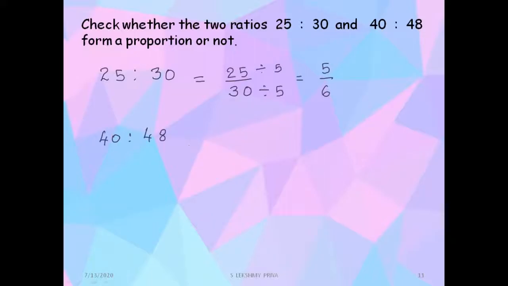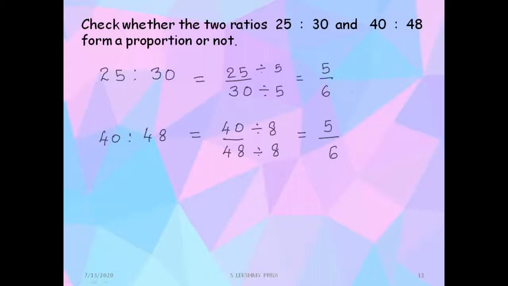40:48. This one also you can write like 40/48. Which is the common factor for both the numerator and denominator? Correct. It is 8 here. So we are going to divide numerator and denominator by 8. So that 40 divided by 8 is 5. 48 divided by 8 is 6.